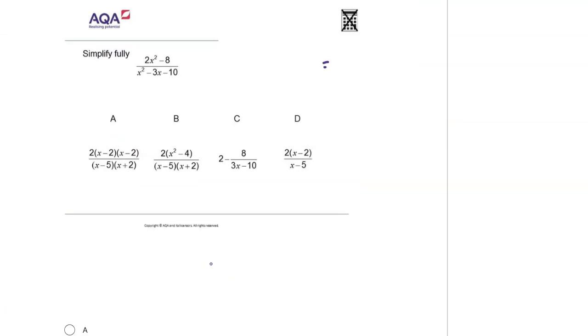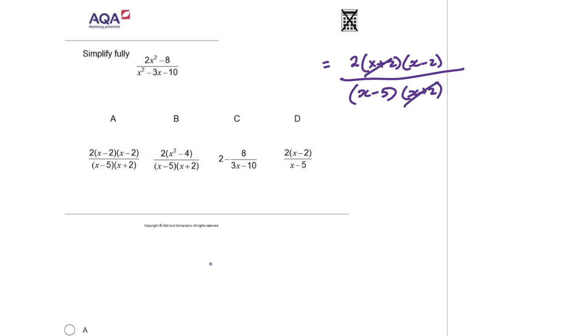Simplify fully, that means we're going to have to factorise the top and the bottom. 2x squared minus 8. Well, 2 is a common factor, and if you're thinking about it, you could do all this in one step. We've got x squared minus 4 left over. That's a chance to do our favourite rule in maths again. Difference of 2 squares, so we've got an x plus 2, x minus 2. In the denominator, numbers that multiply to negative 10 and add to negative 3 would be negative 5 and positive 2, so it's going to factorise to x minus 5 times x plus 2.